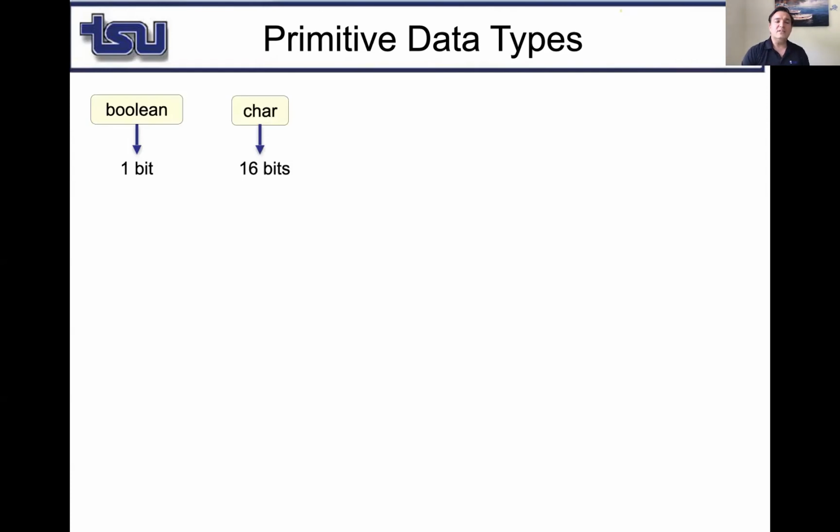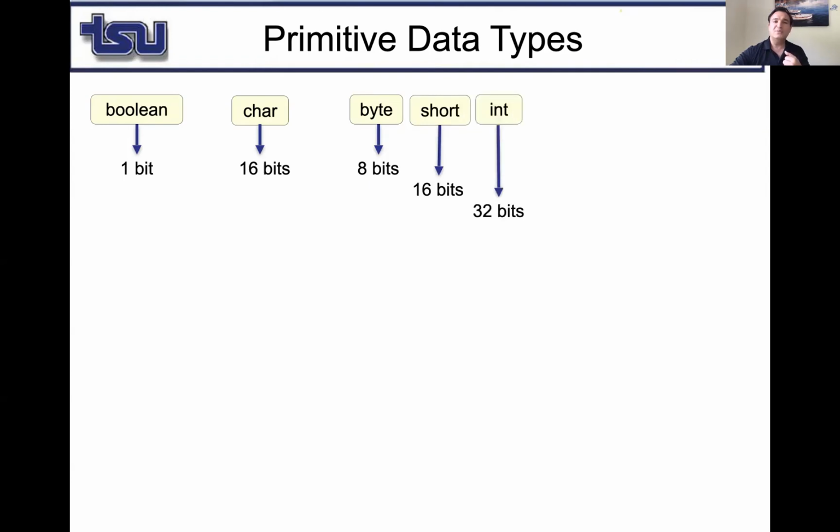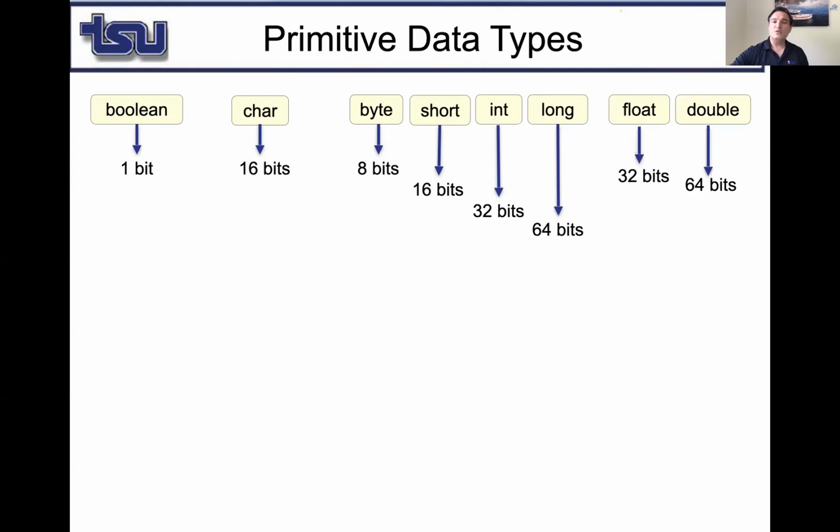Characters. Characters are represented by 2 bytes. Each byte is 8 bits, right? So you need 16 bits to represent a character value. Byte, you need a byte. Name says that. A byte is represented by 8 bits. Short values are represented by 16 bits. Int values are represented by 32 bits. Long values are represented by 64 bits. And then float, 32 bits, double, 64 bits.